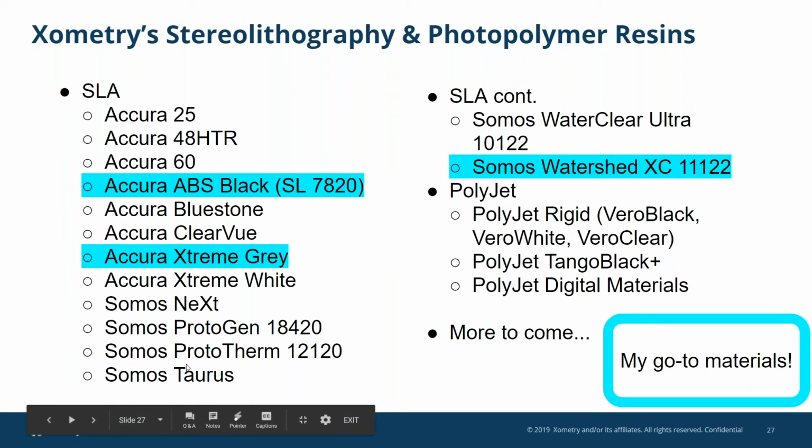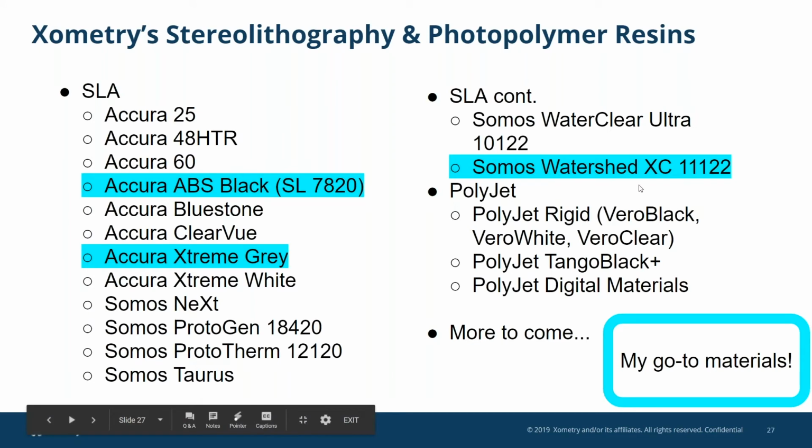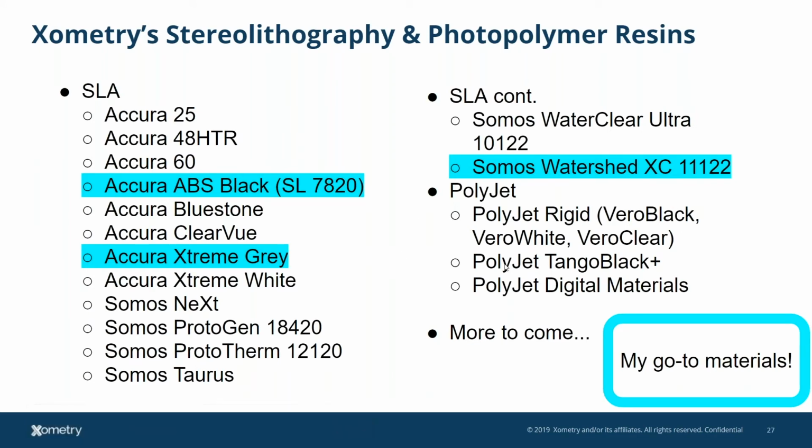Probably the beefiest material that we have is Somos Taurus. That represents more of a nylon in its approach, and that's one of the newer chemistries that we've been working with. PolyJet, again, has fewer materials: black, white, clear, and a rubber-like, but you're able to do this digital combination. So the value is in how you can combine those materials digitally.